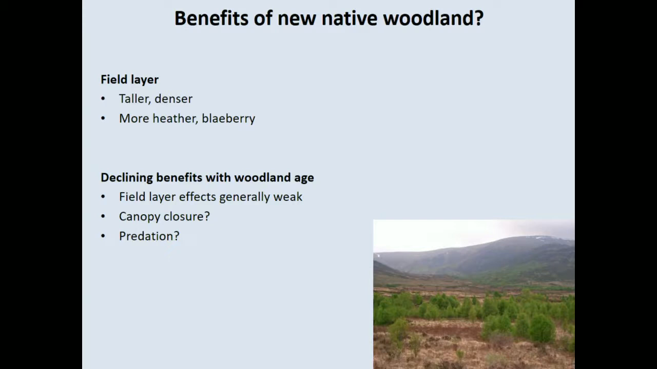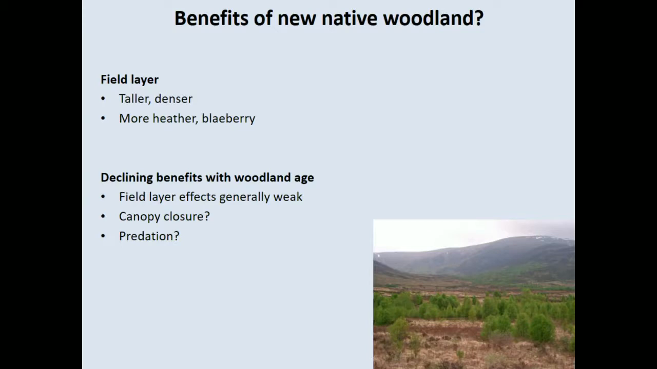So we looked at whether the field layer measurements within our plot showed any changes with age, but actually these relationships were quite weak. And as I said, we might expect this flush of regrowth following fencing of the plots. However, once grazers have been excluded for any length of time, you might expect the field layer vegetation to become quite rank if there's no grazing to stimulate new growth. However, we found only weak evidence for this.